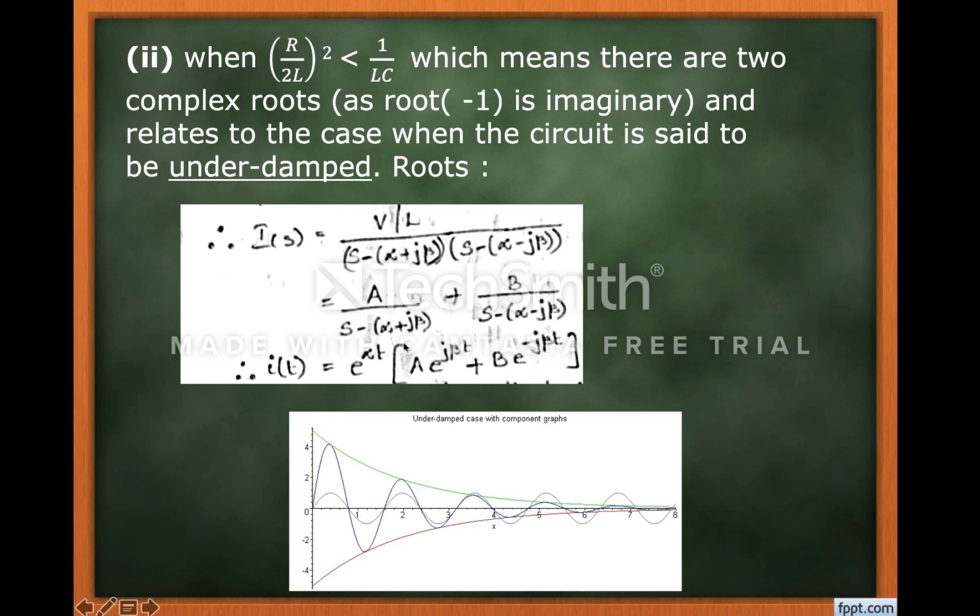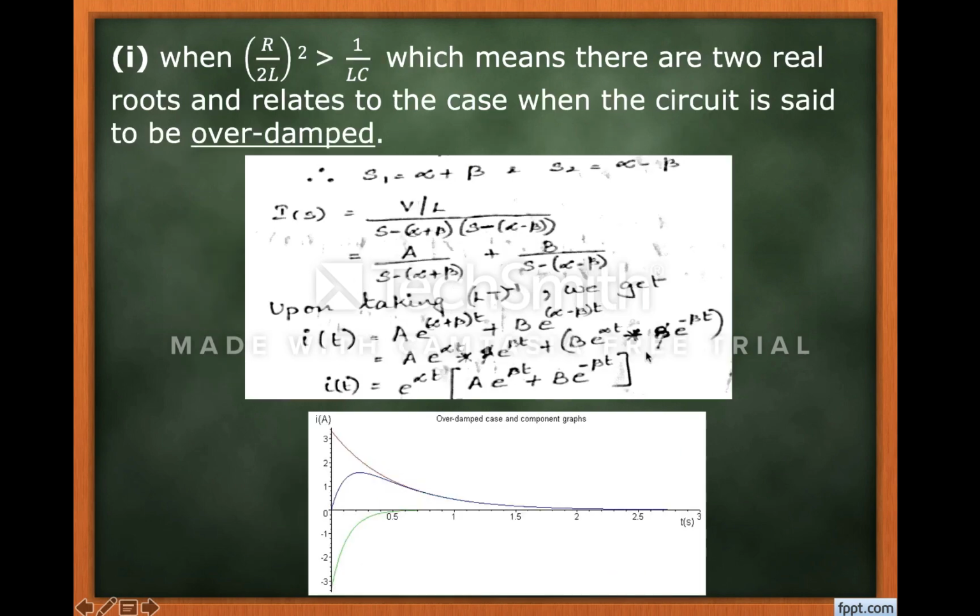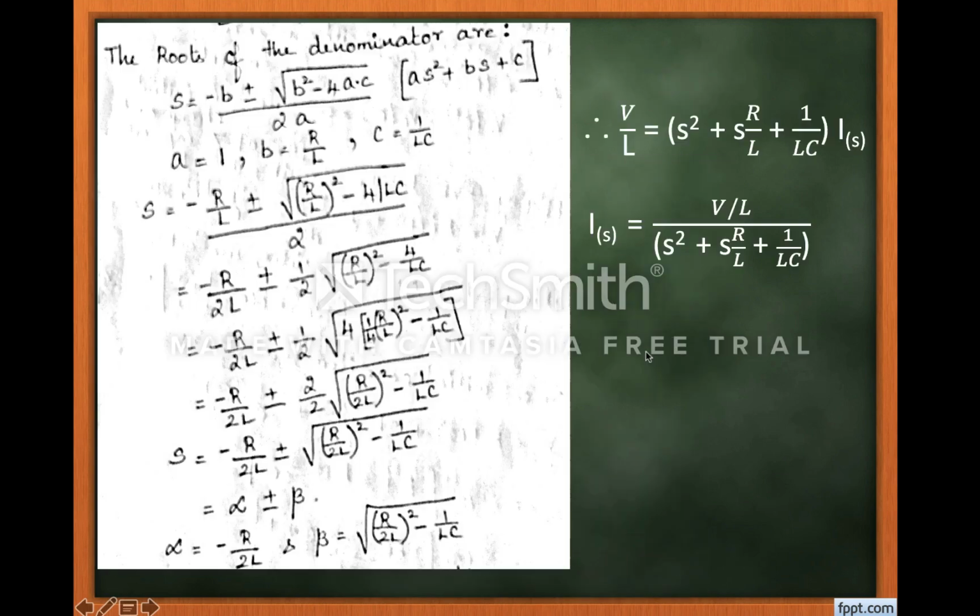Now the next case is underdamped. In this condition, the roots are negative. It means that (R/2L)² is less than 1/LC.